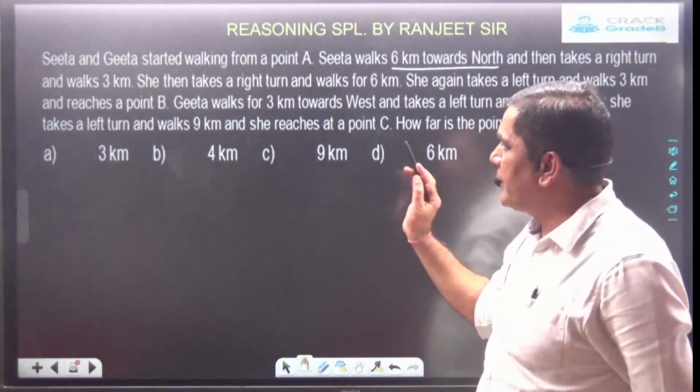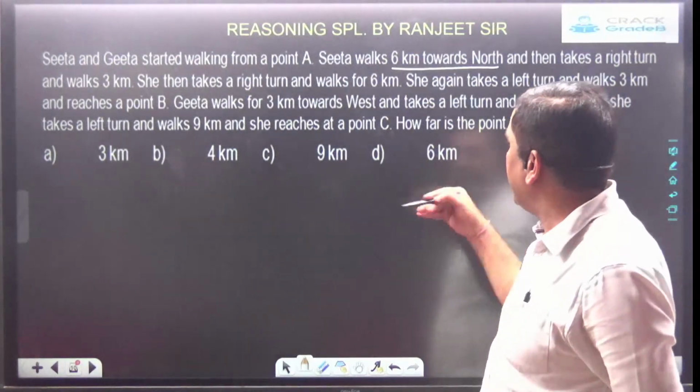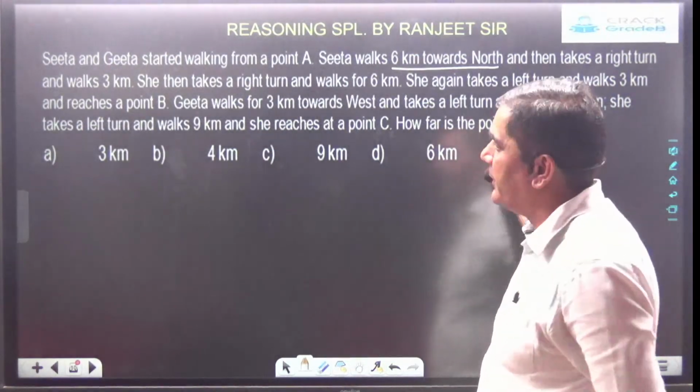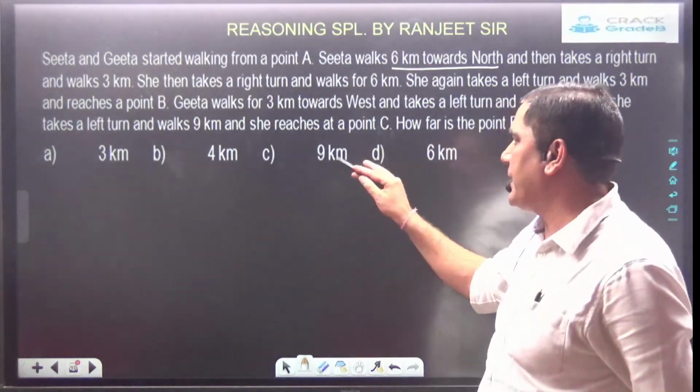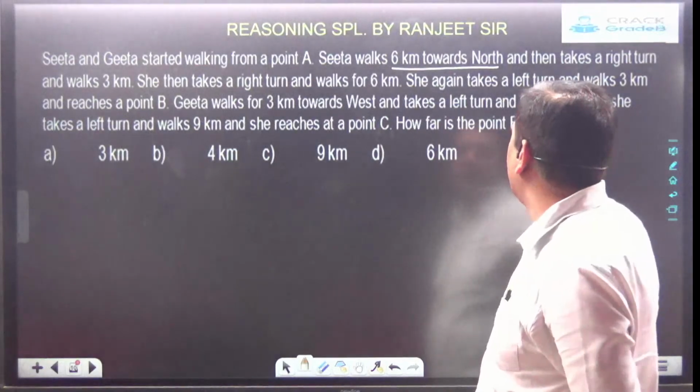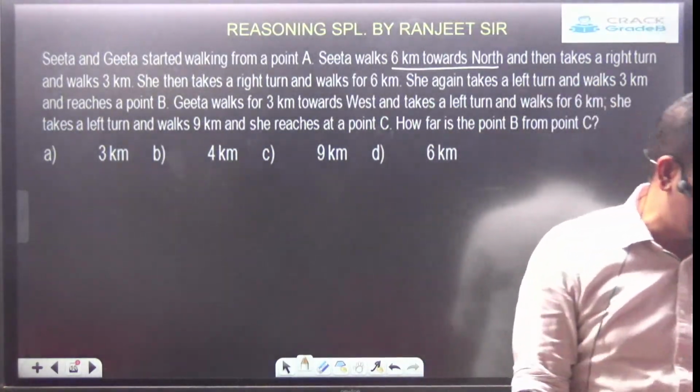Geeta walks for 3 kilometers towards west and takes a left turn and walks for 6 kilometers. She takes a left turn and walks 9 kilometers and reaches a point C. How far is the point B from point C? You have to find the distance between them.